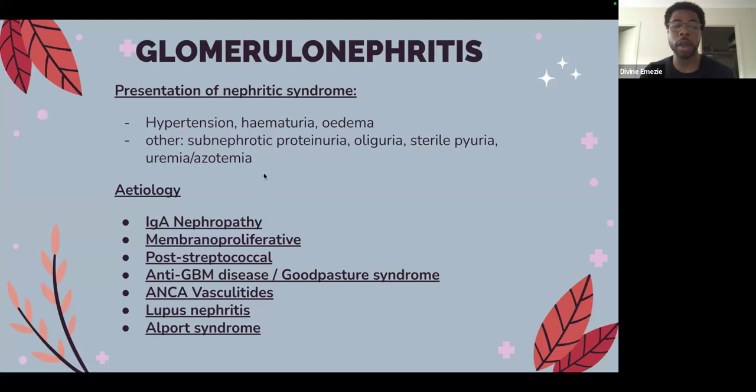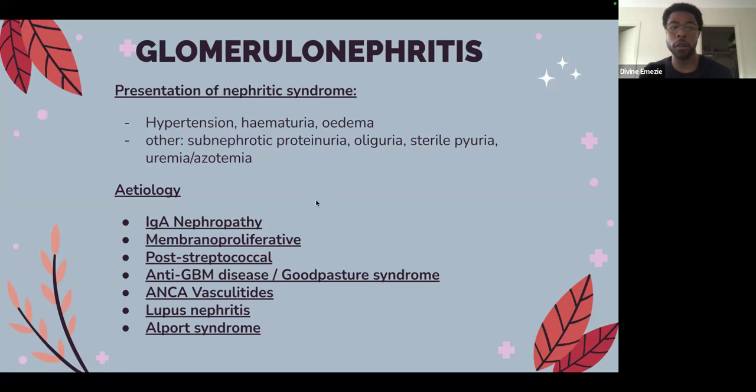And again, thinking about presentation and investigation, we think about them in broad approaches, especially because, apart from the actual histology, there's not really much else that would distinguish between them. And that's why we have something called a glomerulonephritis screen. But the idea here is that nephritic syndrome is characterized by hypertension, hematuria, and edema. And here are the causes.